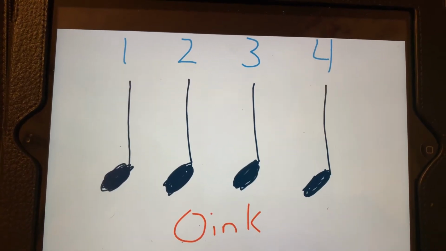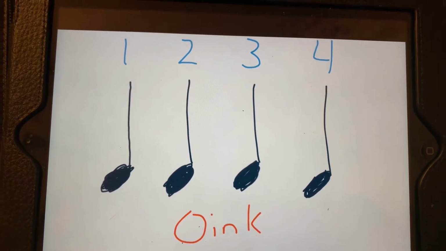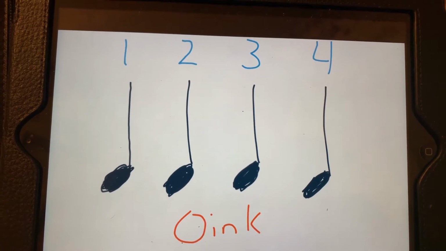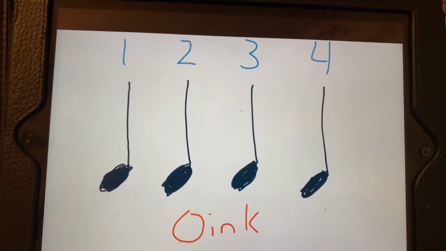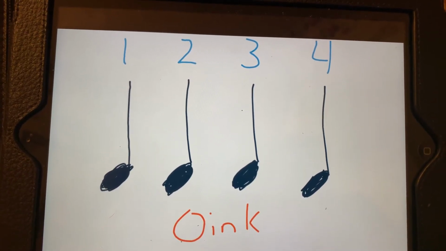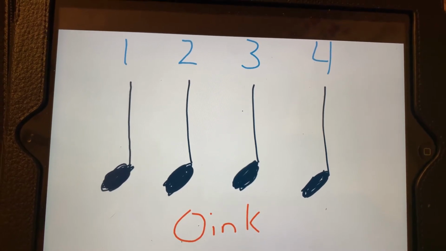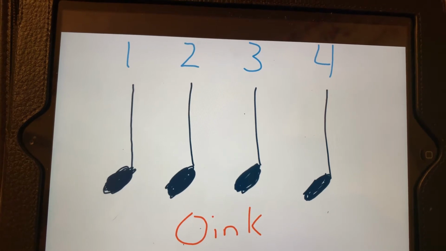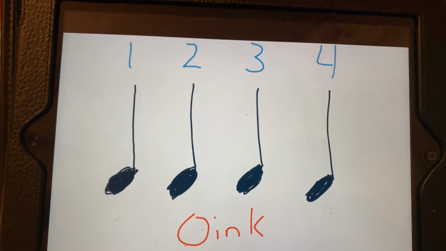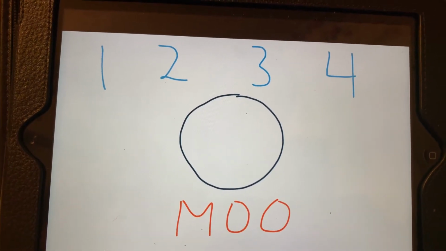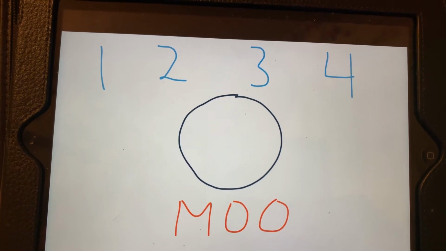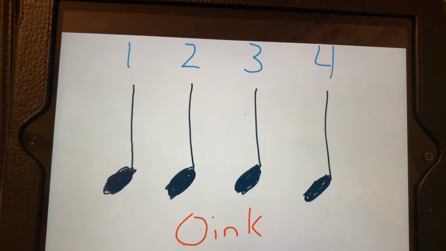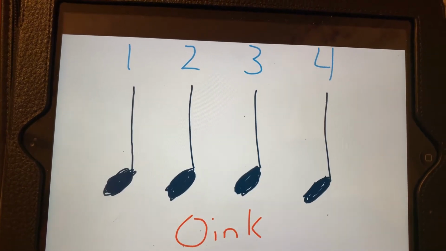And our pig goes oink, oink, oink, oink. Now the pig's on the steady beat. So he's right there when you count something off and you go 1, 2, ready, go. That's that steady beat. 1, 2, 3, 4. Oink, oink, oink, oink. So if we take our cow goes moo. Our sheep goes baa, baa. And our pig goes oink, oink, oink, oink.